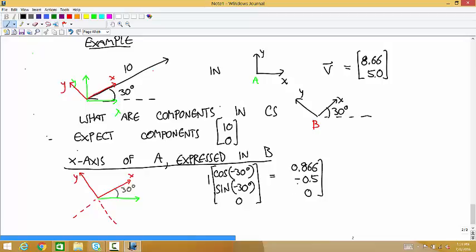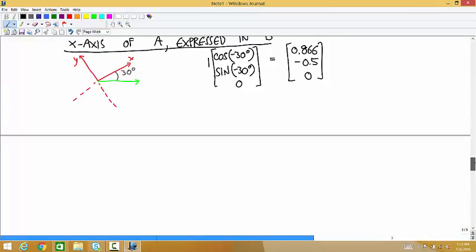Why do you have a 1 in front? Because this green vector is a coordinate system axis, and so it's a unit vector. That's the length of that vector. And then the cosine and sine just give the direction. Okay, so there's the x-axis.